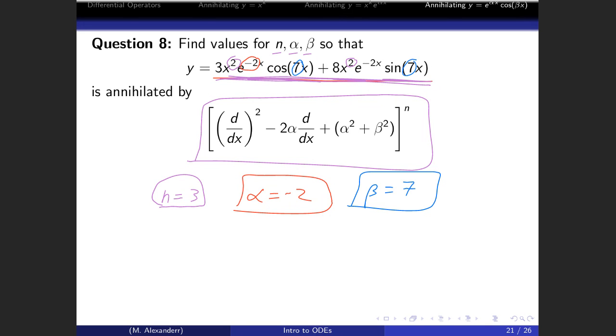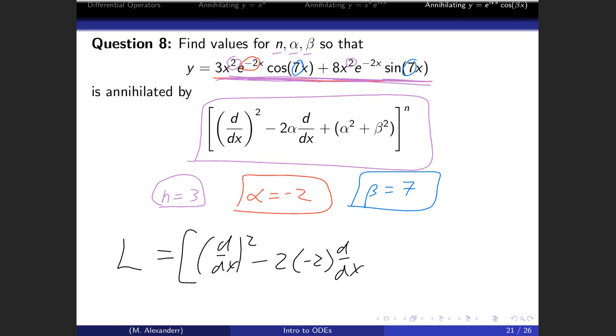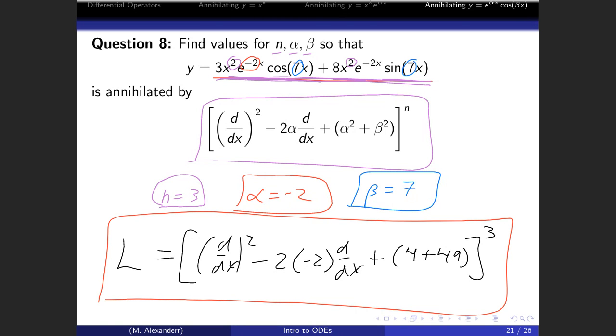So that means that we can figure out the operator L that is going to cancel out the y function. The operator is going to be given by x squared minus 2, and I want to write down the value exactly as it is, that way you can see where it's coming from. So plus alpha squared, which is 4, plus beta squared, which is 49, and then the whole thing raised to the 3rd power. So the operator in the red box is going to cancel out the function on the very top. This is one single function, and we wanted to figure out the operator that cancels out that function.